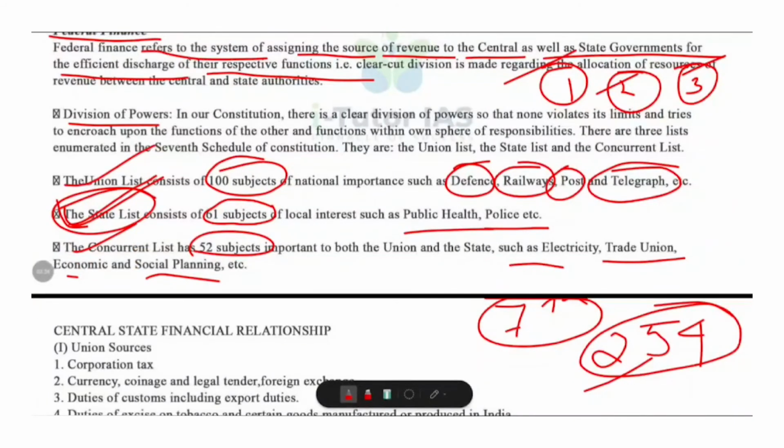Why is federal finance needed? Because the center handles expensive functions like defense, railways and national schemes. States handle local, people-centric functions like police, health and agriculture. Both need clear financial powers to avoid conflict. Therefore, the Constitution distributes the sources of revenue as well as responsibilities clearly.